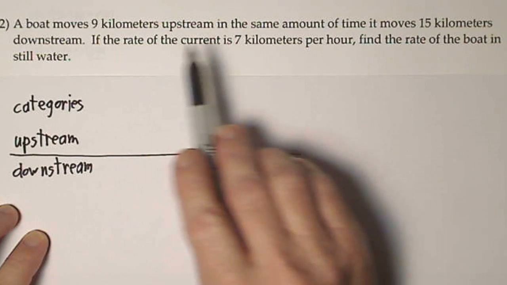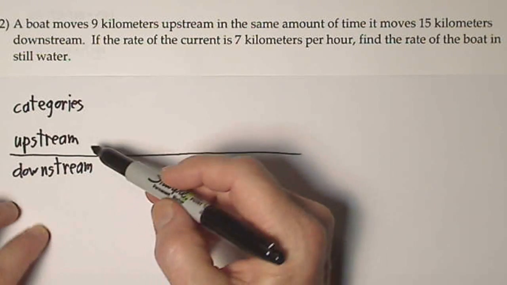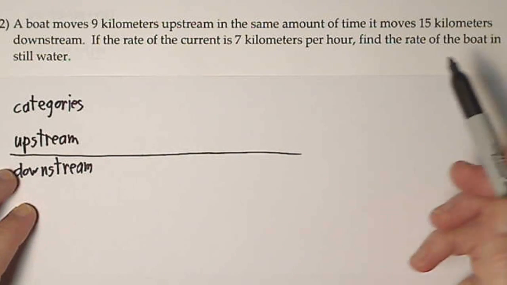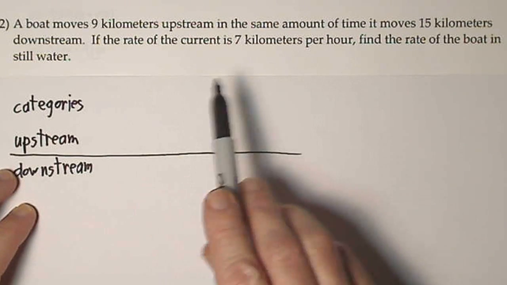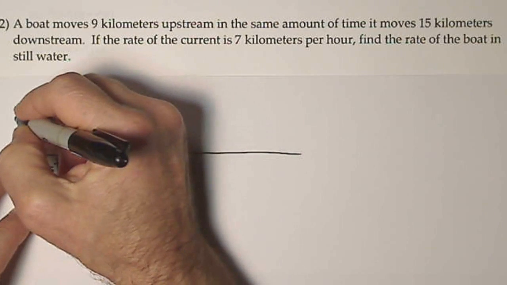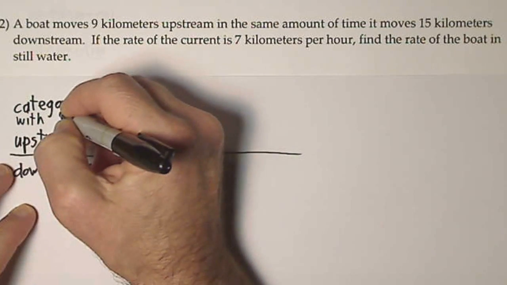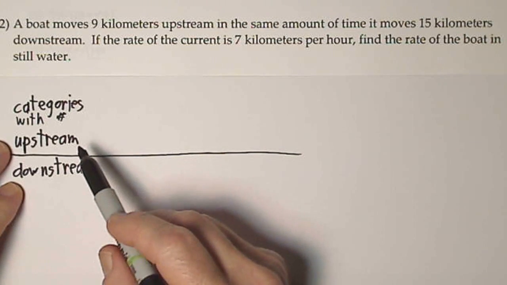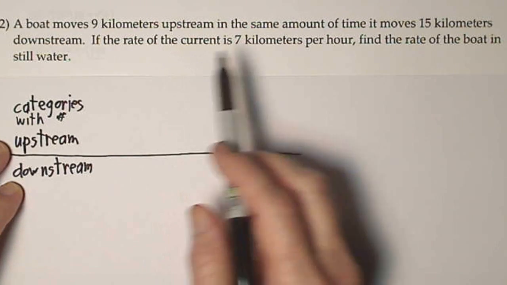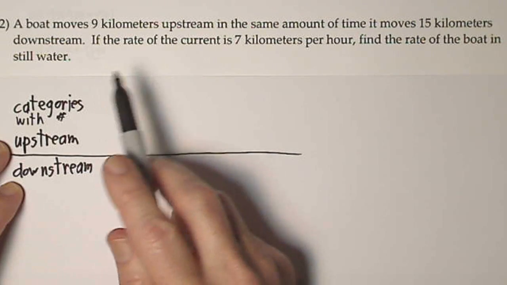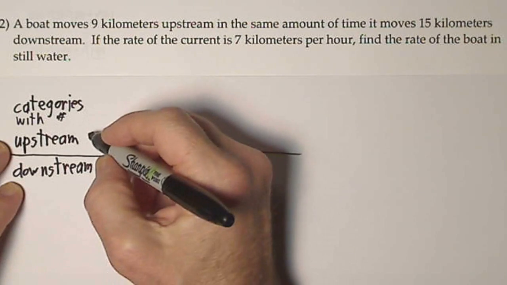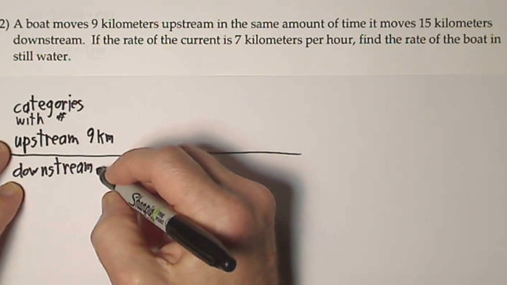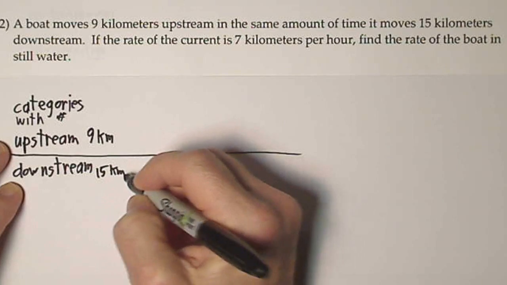since a lot of times, the reason I like to get some numbers in here is to kind of get them out of my word problem. At this point you've got 3 numbers to look at. So categories, with numbers. So what numbers could I put in here immediately? It's 9 kilometers upstream, 15 kilometers downstream. So upstream, I'll put 9 km. Downstream is 15 km.